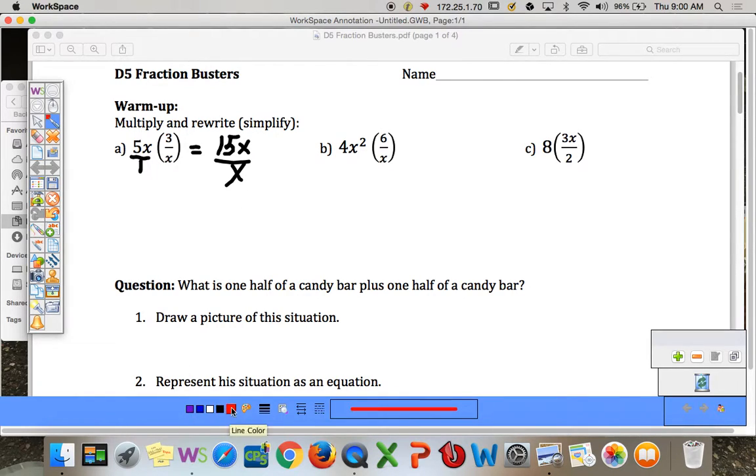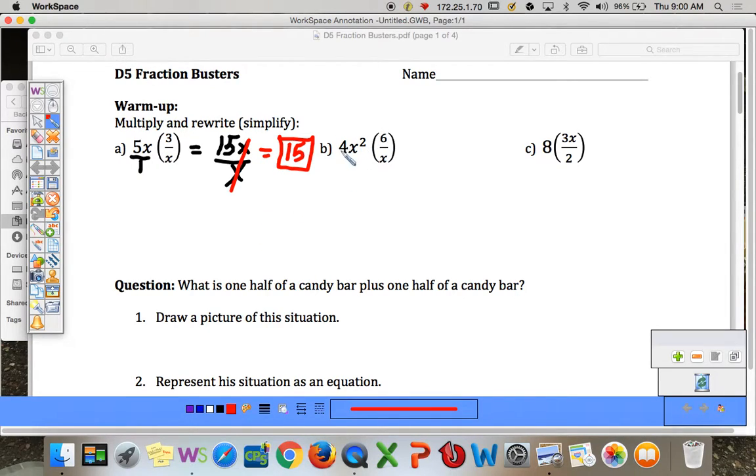And then we talked about simplifying. So we know that any number divided by itself is a 1, so these x's will cancel, and our answer here is 15. Yesterday we also talked about how you can cancel things before you multiply.